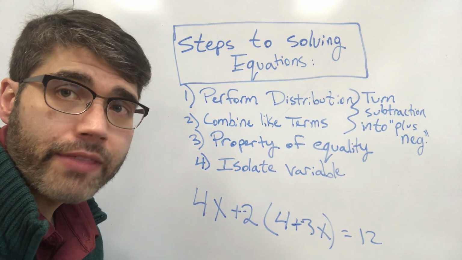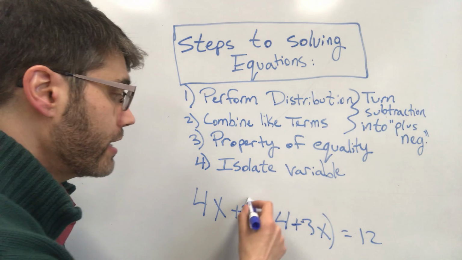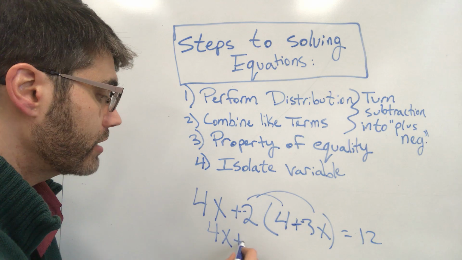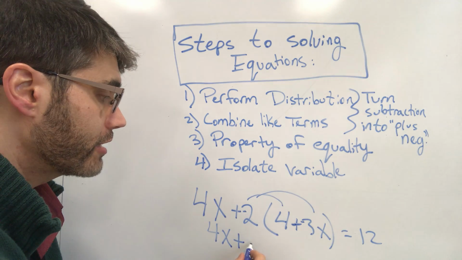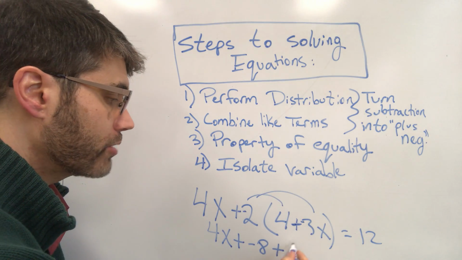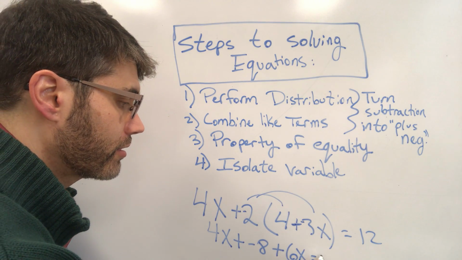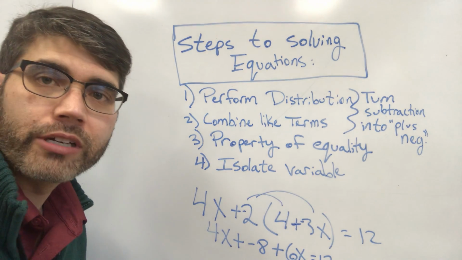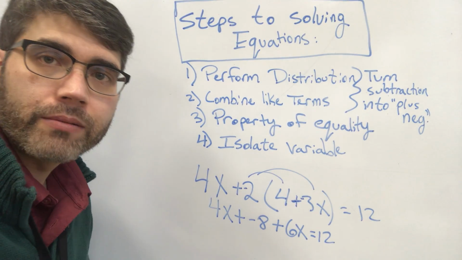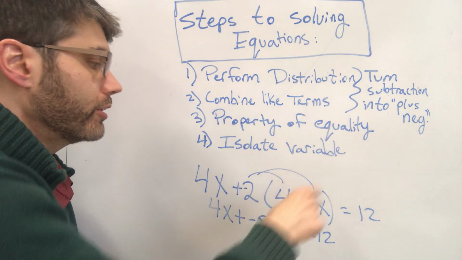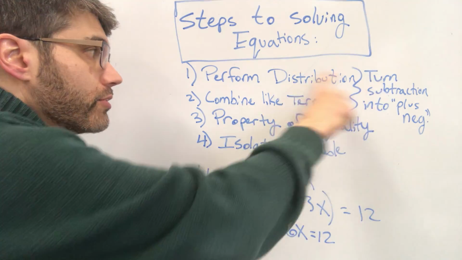Okay, once you have done that, let's say I'll distribute this out. So this is 4x plus -2 times 4 is going to be -8, plus -2 times -3x is positive 6x. All right, so now we're left with this. Oh, I'm off the camera here. All right, so we have done our distribution and we have turned our subtraction signs into plus negatives.